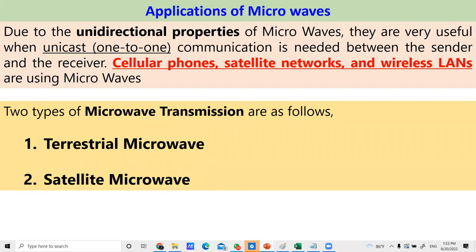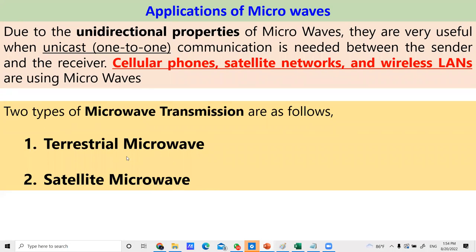Right? Then if you consider microwaves, there are two types. The first one is terrestrial microwave. The second one is satellite microwave. I think you can remember that earlier I mentioned types of unguided transmission medium: radio wave, microwave, and satellite. Actually, the satellite comes under microwave. That's one type of microwave. Microwave has two types, terrestrial microwave and satellite microwave. Before discussing the satellite, first you want to get an idea about terrestrial microwave.